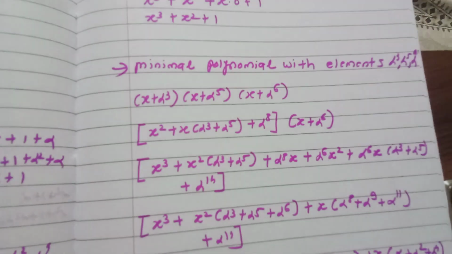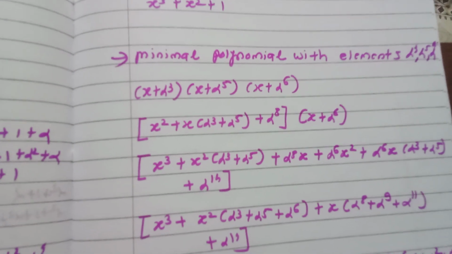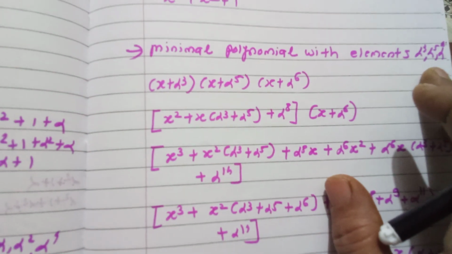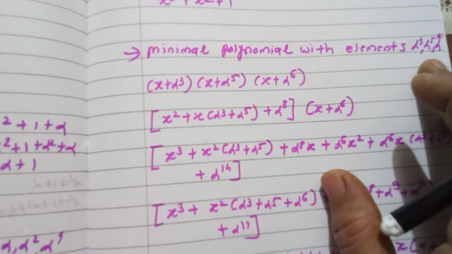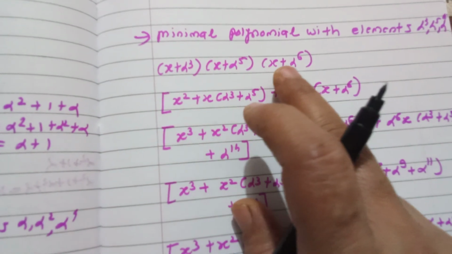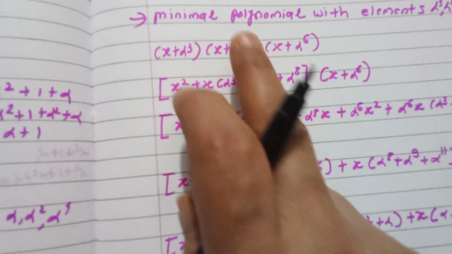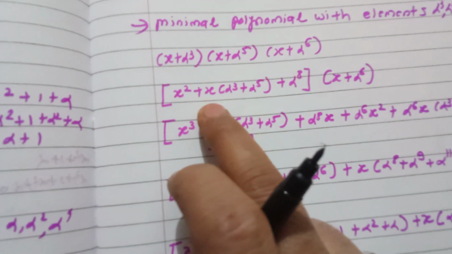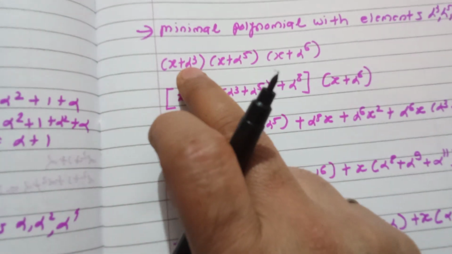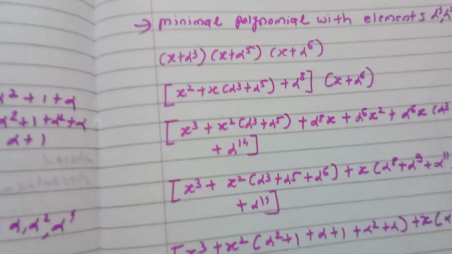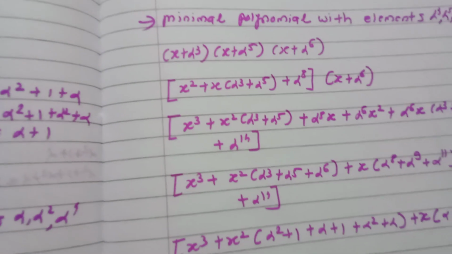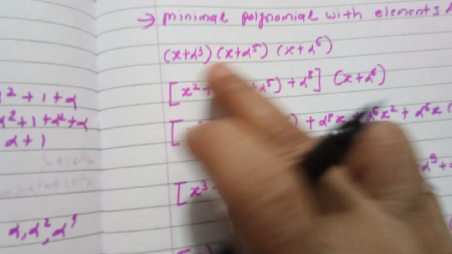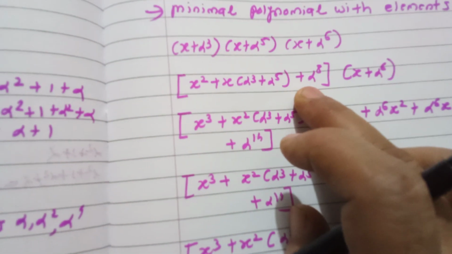Next, minimal polynomial with elements alpha cube, alpha raised to 5, and alpha raised to 6. Now why these three constitute one minimal polynomial was discussed in that video. So x plus alpha cube, times x plus alpha raised to 5, times x plus alpha raised to 6. First multiply these two. So x square, x into alpha 5 and next x into alpha cube. That step I have omitted here and directly taken x as common and written it as alpha cube plus alpha raised to 5. Then 3 plus 5 is 8, that is alpha raised to 8.